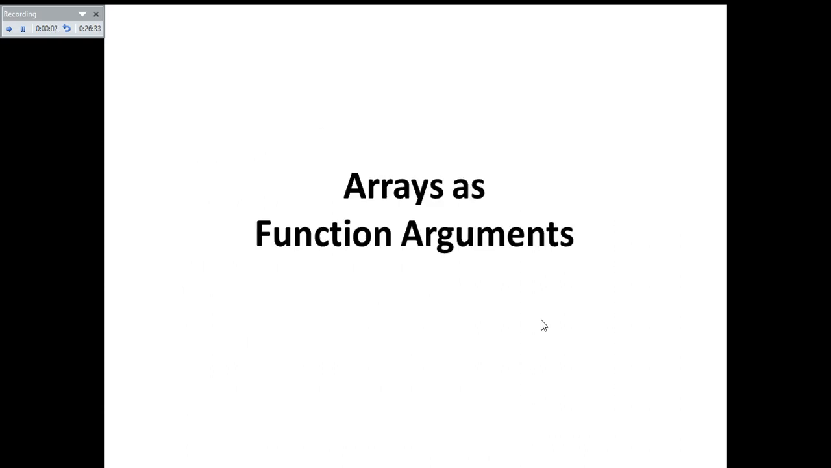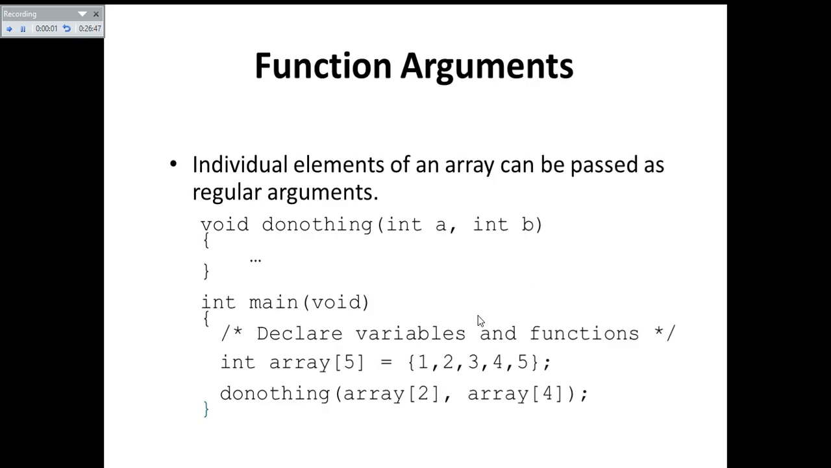Now let's move on to how to pass arrays as function arguments, so that you can implement the logic of sorting the array contents. Function arguments: individual elements of an array can be passed as regular elements, like int a, int b. In the same manner you can pass array names also as arguments. Int main void, declaration of variables and functions.